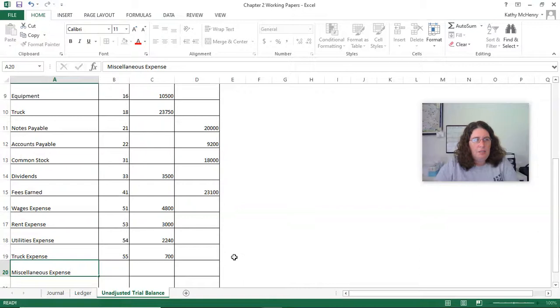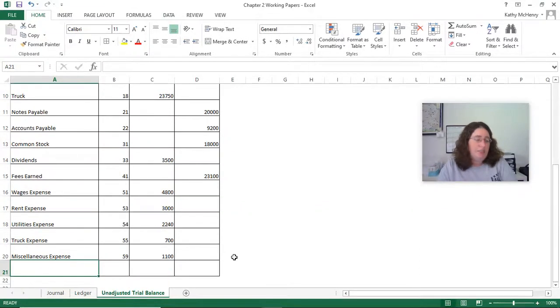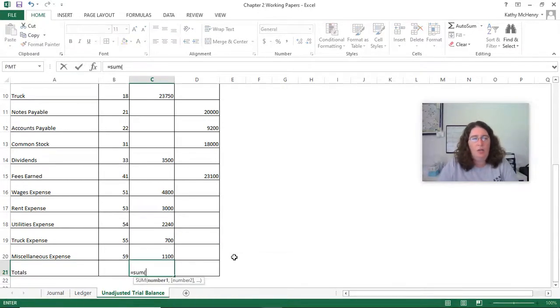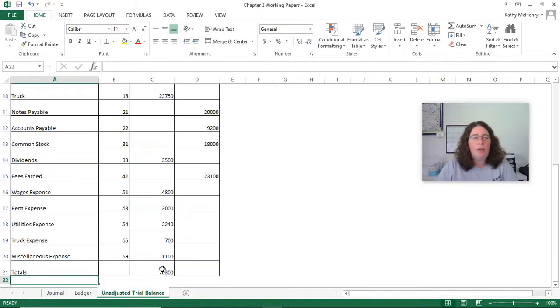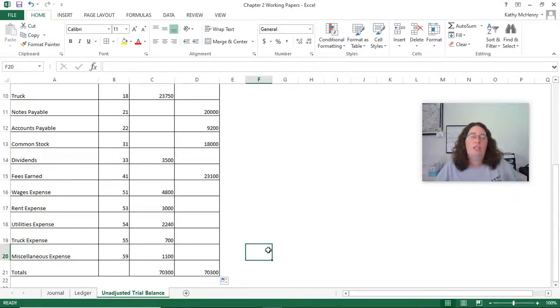Okay, expense 59, 1,100. Now, the last line here is where we're going to put in our totals. So we are going to add up each column. Again, I'm using Excel to do my math. By putting my mouse down here on the bottom right-hand corner, it turns into a black fill handle. And if I drag it over, it will automatically move the formula from this column to this column. Now, if we look at our numbers, they're equal, which is exactly what we want. A trial balance has to balance. That's the whole point, to make sure after everything you've done, your debits and your credits are equal.